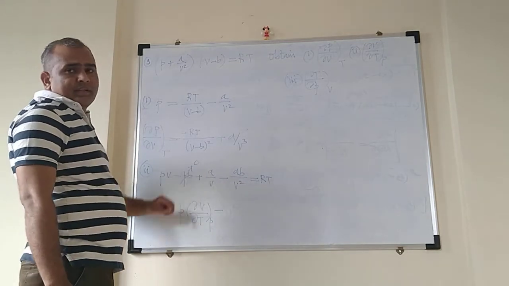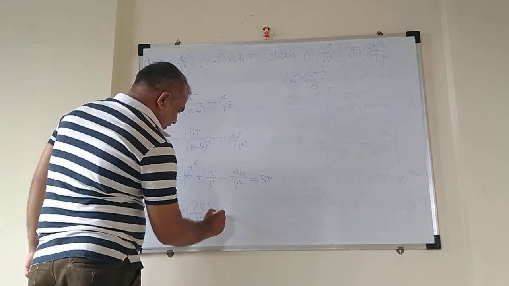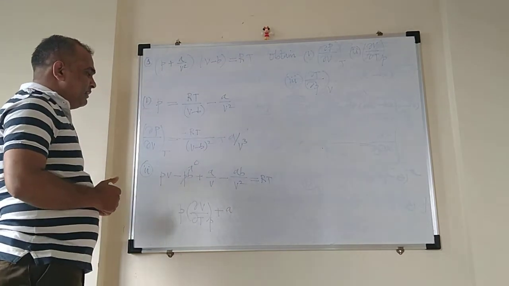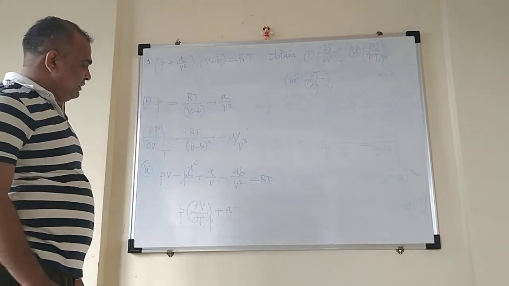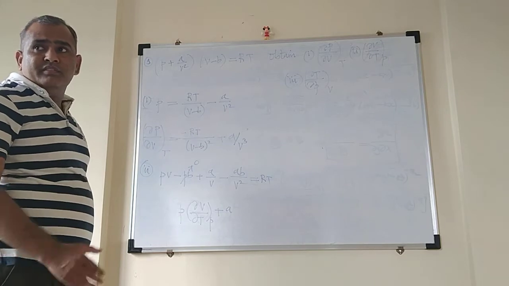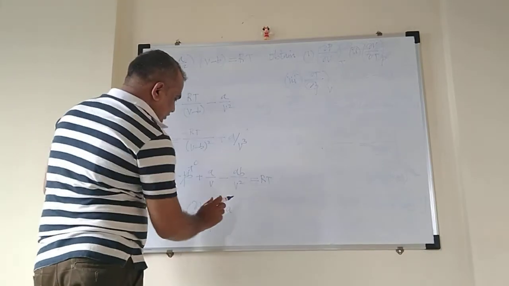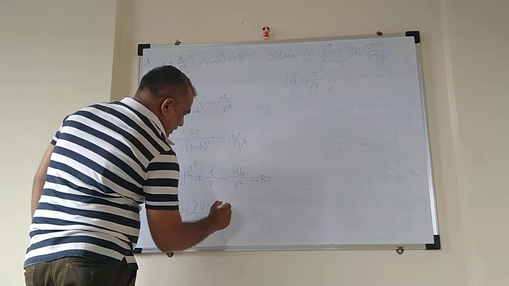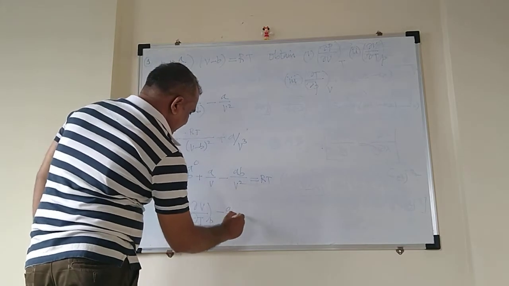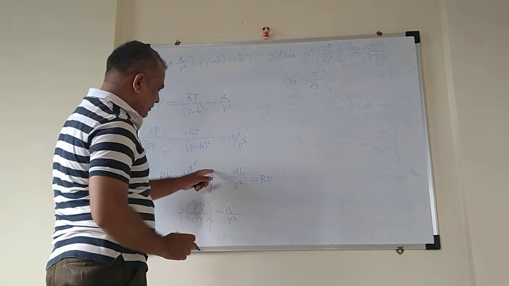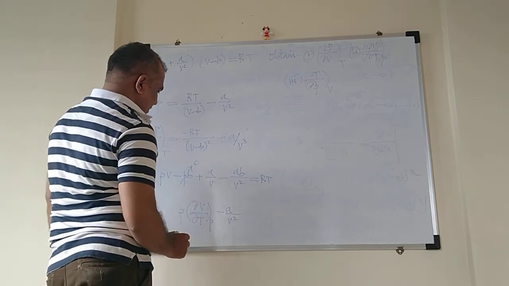And 1 upon V. So plus a is a constant, and differentiation of 1 by x with respect to t is nothing but minus 1 upon x square. So this is equal to minus 1 upon v square. So let me write minus a by v square. Fine.